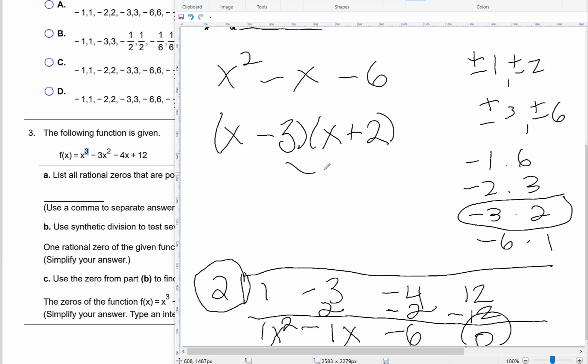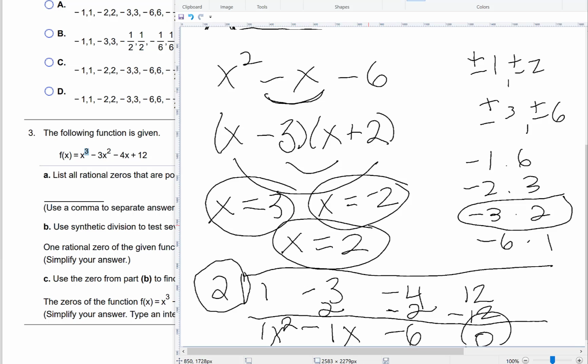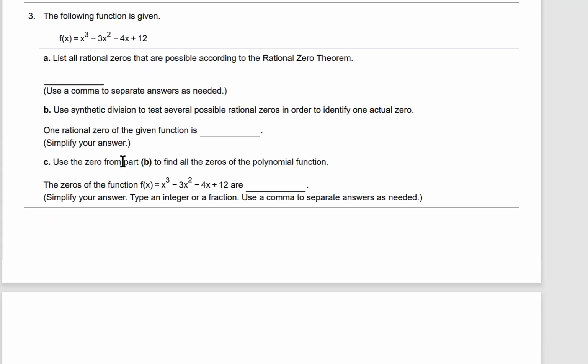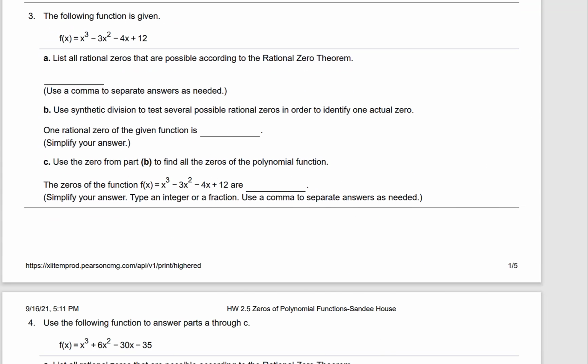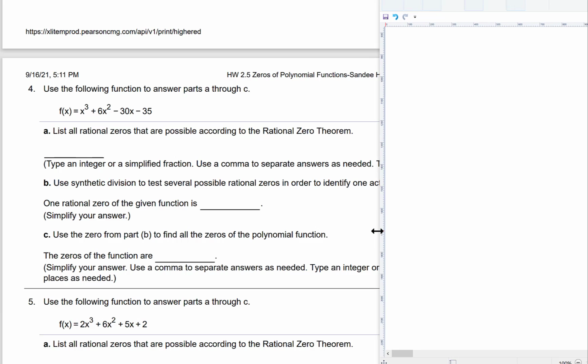Remember, when you FOIL this out, you'll get a minus 3 and a plus 2, and that gives us this minus x. So the 0 for x minus 3 is x equals 3. The 0 for x plus 2 is x equals minus 2. And we had already found that x equals 2 is also a 0. So in part C, the zeros are 3, negative 2, and 2.